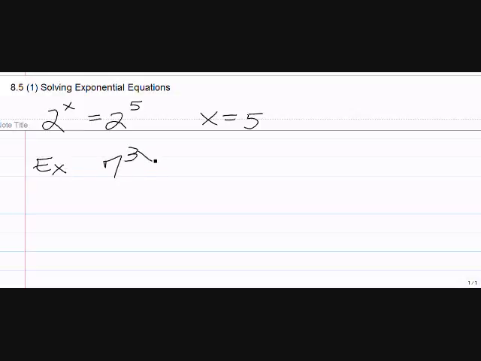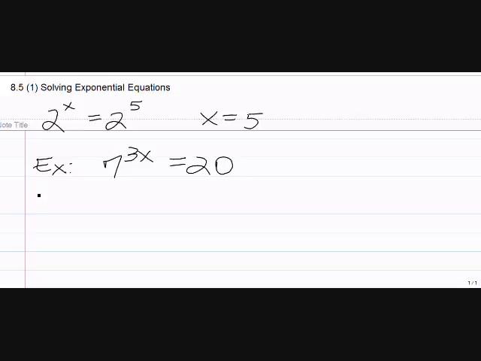For example, 7 to the 3x equals 20. I'm not going to be able to get this equation to look like 7 to the 3x equals 7 to the something, because 7 to the something won't give me 20. So here's the technique that I use. It's a technique for solving equations that have the variable in the exponent. So this is the technique that we use.